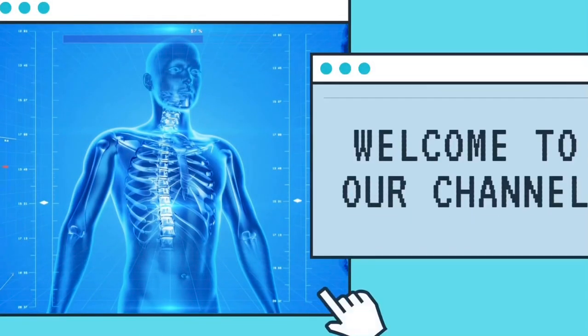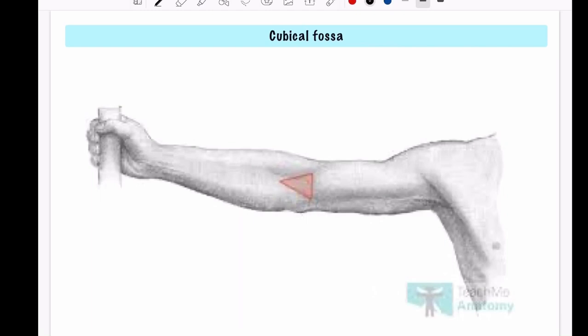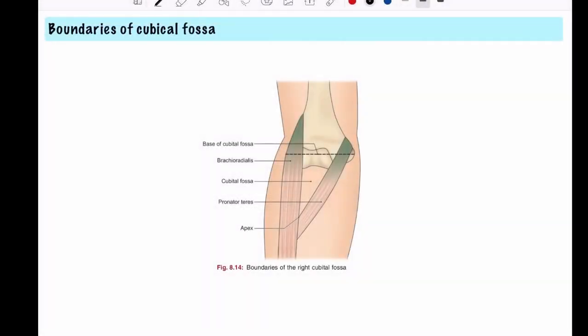In this video, we will be studying about the cubital fossa. The cubital fossa is a hollow structure situated in the front of the elbow. In this figure, you can see this triangular portion is the cubital fossa. Now let's talk about the boundaries of the cubital fossa.